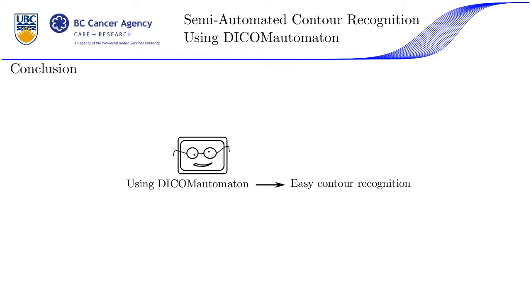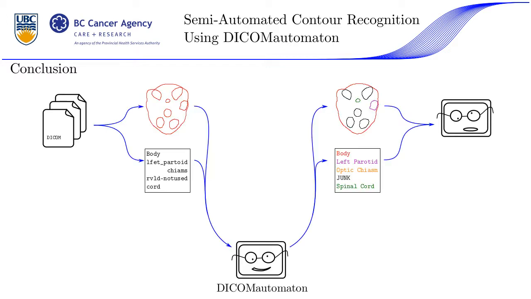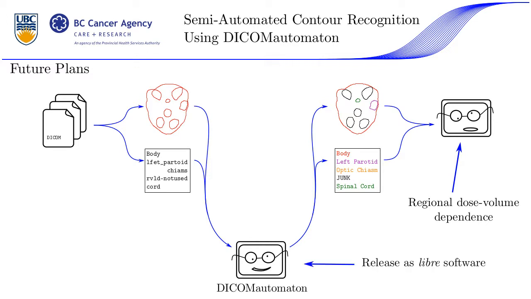Just to recap, DICOMautomaton fits as a shim between data as it exists in the real world and data as the program needs it. In the future, we'll actually look for the regional organ dose volume dependence and try to release this as open source software. Thank you.